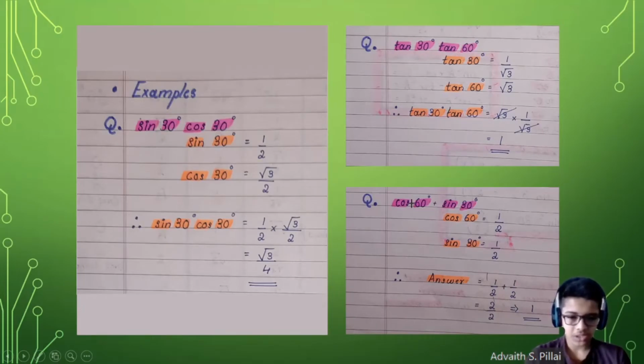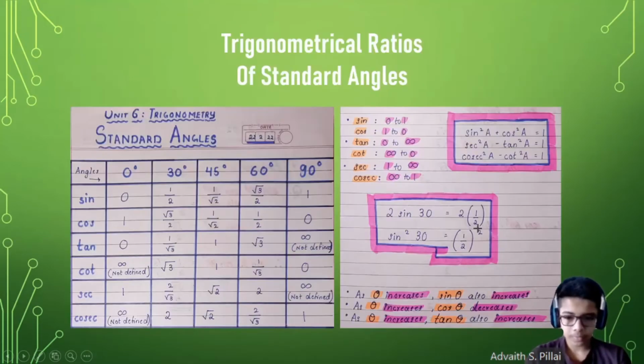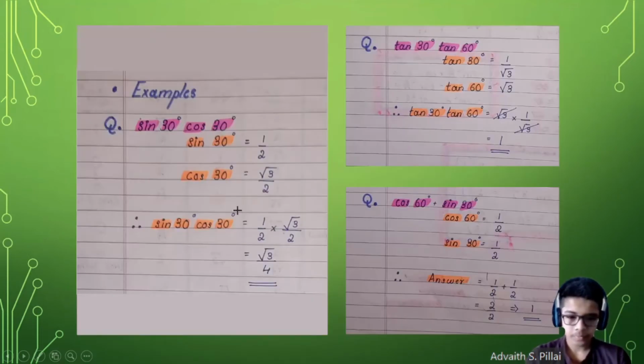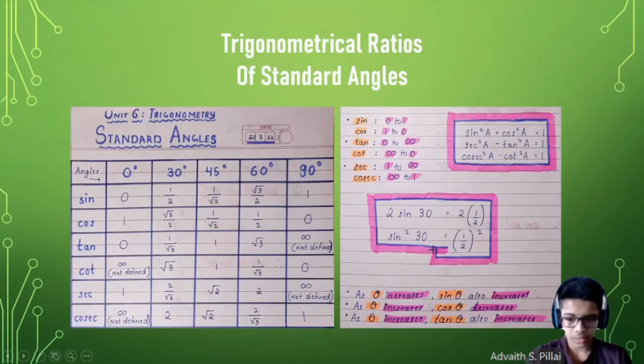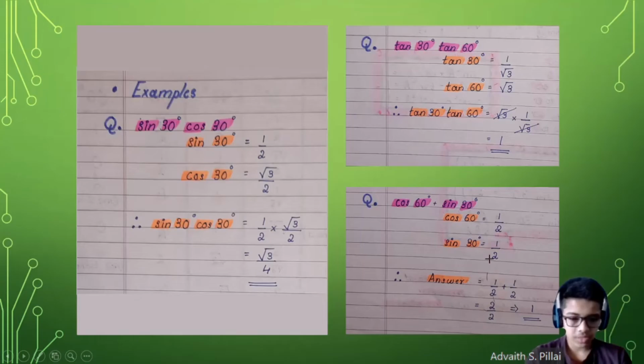Now the next question is cos 60 plus sine 30. Okay, so cos 60 is 1 by 2, and sine 30 is also 1 by 2, as you can see here. In the question it says addition, so 1 by 2 plus 1 by 2 will become 2 by 2, which is 1.